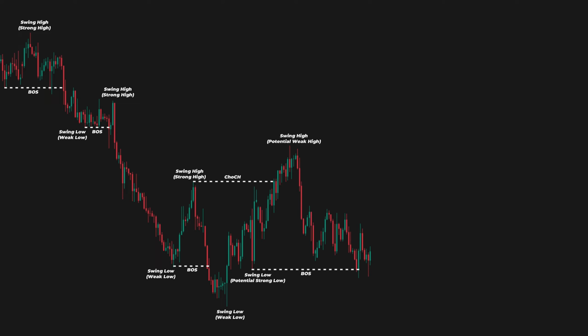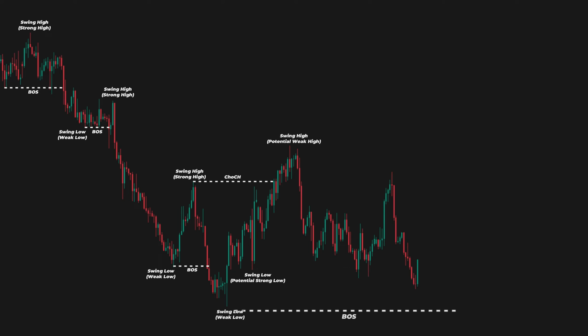Then, we see an early change of character to the upside. Price begins to shift direction internally, hinting at a potential reversal as internal bullish structure begins to form. Interestingly, price starts showing internal bearish structure again, creating some confusion. However, it manages to break below a strong low, but only with a wick, not a full candle close. This suggests a liquidity grab rather than true bearish continuation.